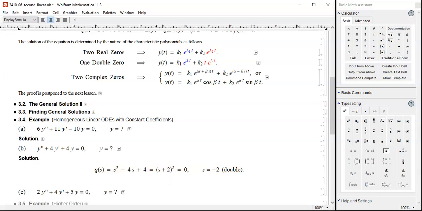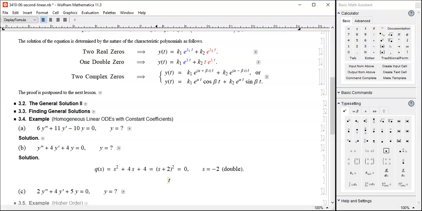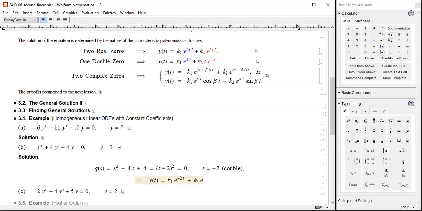So y of t is therefore k1 exponential of negative 2t, which comes from here. And then, what's the other one? Exponential of negative 2t, but t times that. So there goes my general solution.